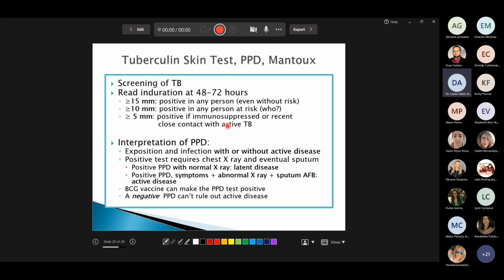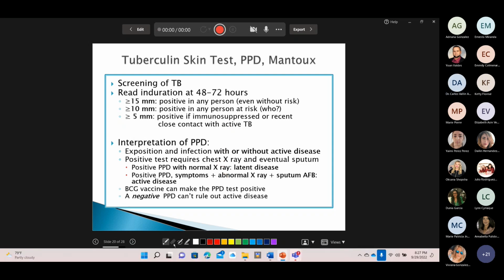Okay, so when you have a person whose PPD is positive, you say, okay, you have been in contact with the bacteria because your body knows the bacteria. This is the interpretation. You have been exposed to the bacteria, and the bacteria is inside you. But it doesn't mean that you are sick. The only meaning is that you have been exposed to the bacteria. That is what a positive PPD means.